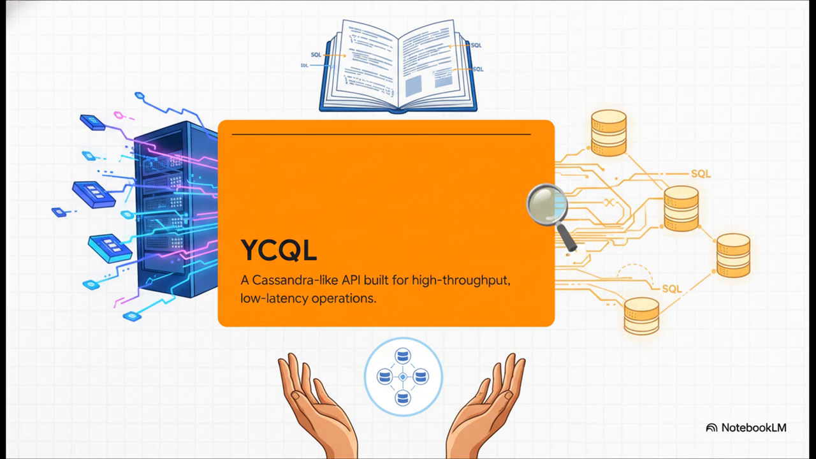Then, for the other half of the puzzle, you had YCQL. This one took its cues from Cassandra, and it was all about one thing: raw speed and massive, massive scale. We're talking about those apps that need insane throughput and super low latency. This was the key to unlocking that pure NoSQL-style performance.